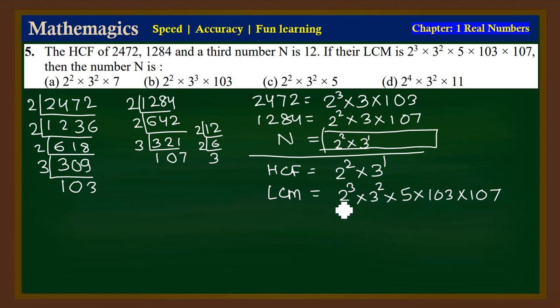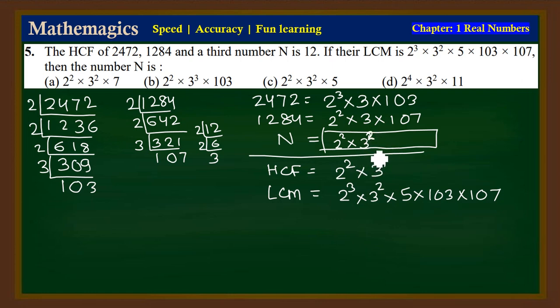So in the LCM, we have to take the highest power. So in all the three cases, the highest power is 2 to the power 3. That is very good. Here in the second case, the highest power is 3 to the power 2. But in the first case, the power is 1. Second case, the power is 1. So the third case, it must be highest power 2. So that I have changed it here.